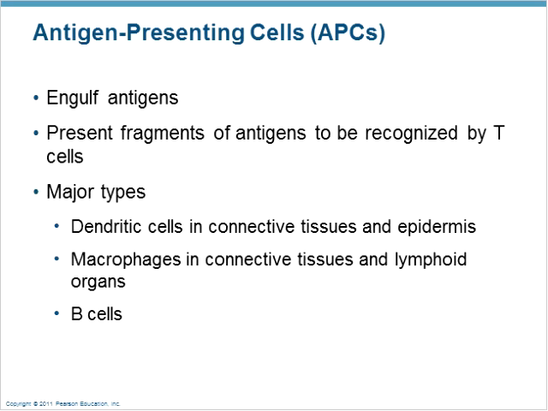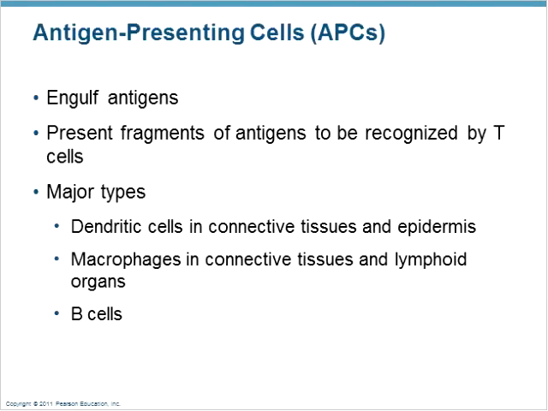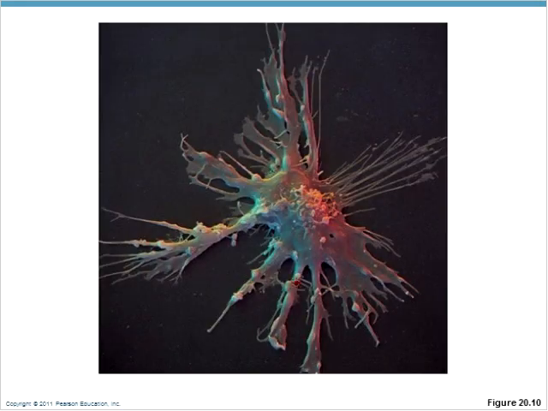Antigen-presenting cells, APCs, engulf the antigens. They present fragments of antigens to be recognized by the T cells. There are major types of APCs: dendritic cells in the connective tissue and epidermis, macrophages in the connective tissue and lymphoid organs, and the B cells we talked about earlier. This is actually a picture of an APC, which is kind of interesting. I just want you to look at that. It looks very Star Wars-y, doesn't it?